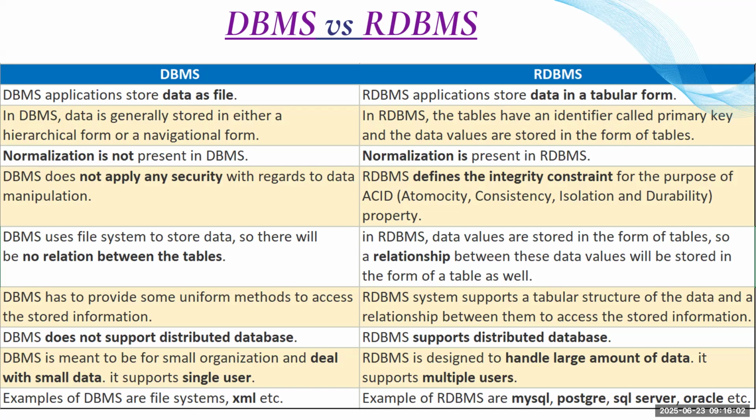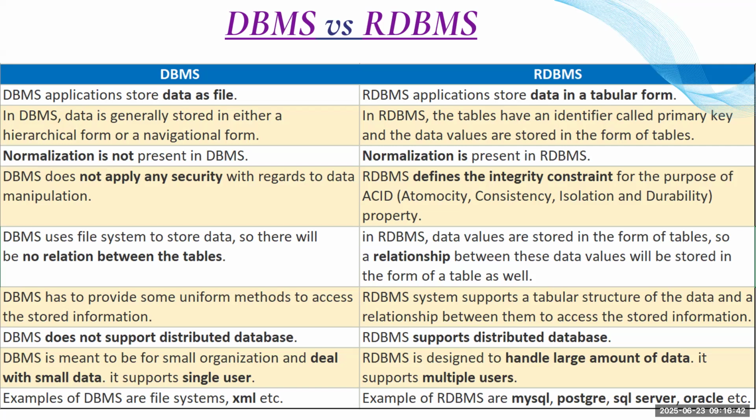And DBMS uses the file system to store the data, so there will be no relation between the tables. Because it is storing in files, right? There is no relational model in the DBMS, but RDBMS will store data in the form of tables. Definitely you can make a relation, because there are common columns between tables, and using those columns they can make the relation. DBMS provides a uniform method to access the stored data.